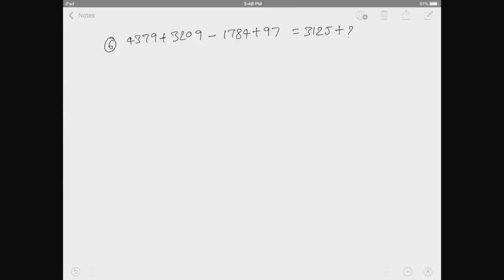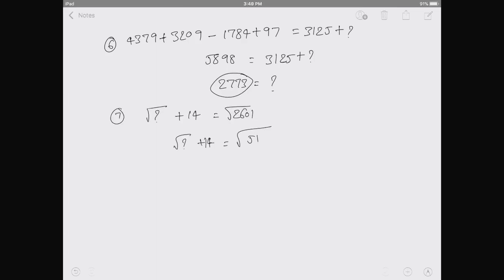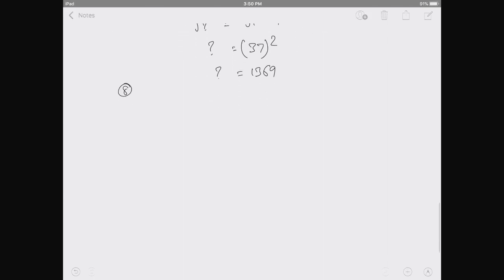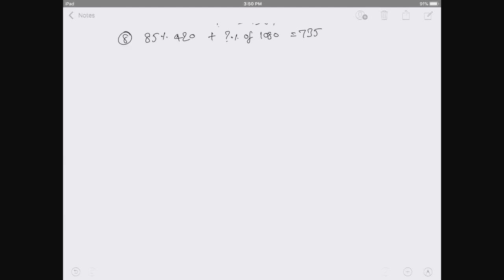Next question. Just summation, 2773. This will be the answer. Very simple problems. You just need to practice. 51 square is equal to 2601. 51 minus 14 is equal to 37. Now question mark is equal to 37. This will be transformed into 37 square is equal to 1369. You need to practice tables, cube roots, square roots. These are very important.